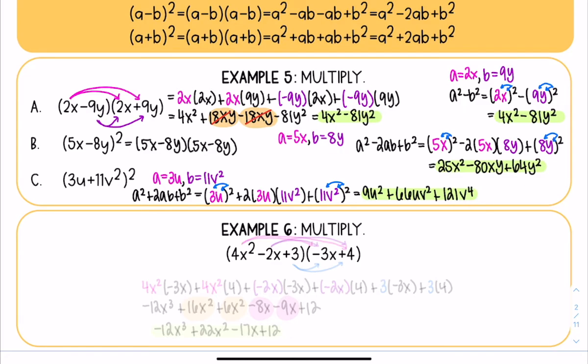And let's go ahead and try one more multiplication problem. We don't have a formula for this, you just have to understand how multiplication works. So what we're doing is we're just distributing 3 times. We're going to distribute the 4x squared to both pieces. We're going to distribute the negative 2x to both pieces. And then we're going to distribute the 3 to both pieces.